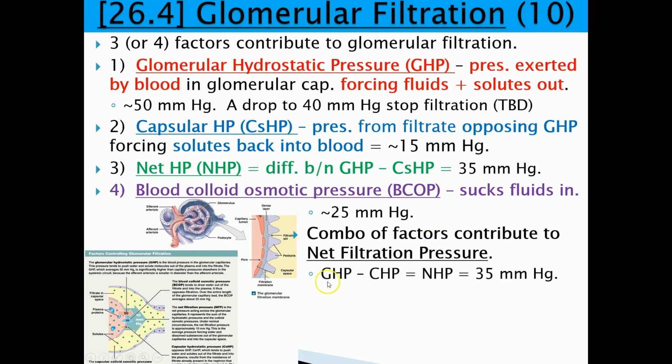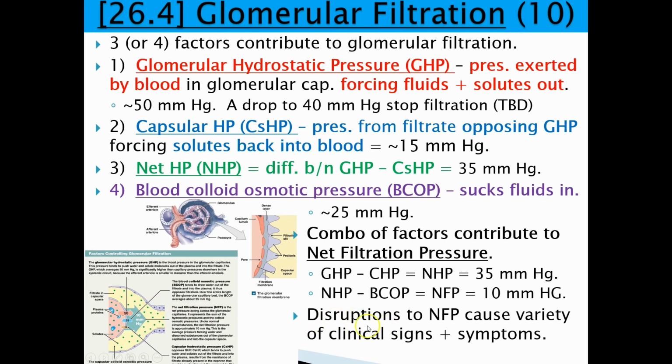So notice we take our glomerular hydrostatic pressure and subtract our capsular hydrostatic pressure. And at this point, if you wanted, you can even just subtract blood colloid osmotic pressure, and that'll get you your net score. But here, we're getting a net hydrostatic pressure of 35. Now you take your net hydrostatic pressure and subtract blood colloid osmotic pressure. Notice we get 10 millimeters of mercury, so that's where filtration is occurring. All right, so disruptions to our NFP can cause a variety of clinical signs and symptoms, but obviously we want this number to be positive.